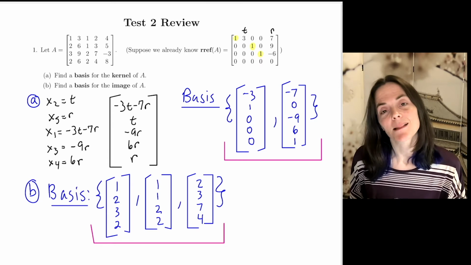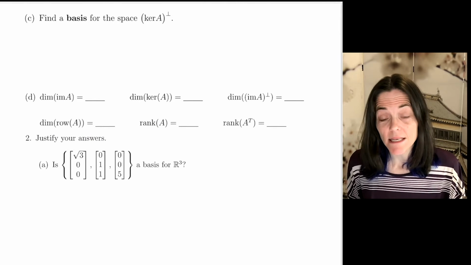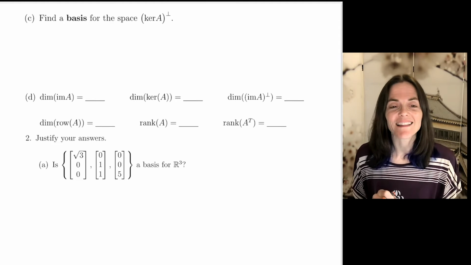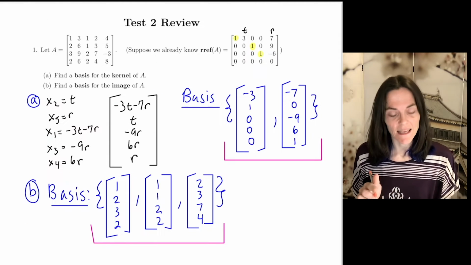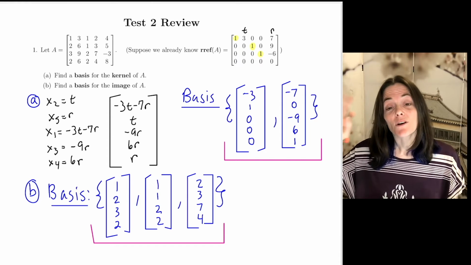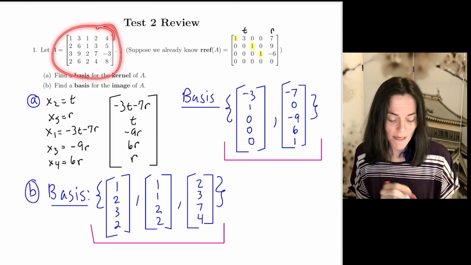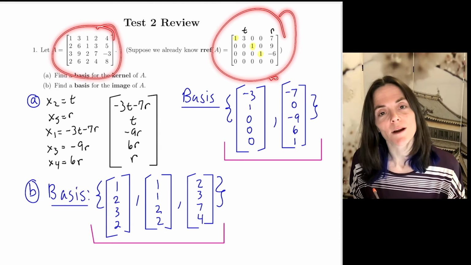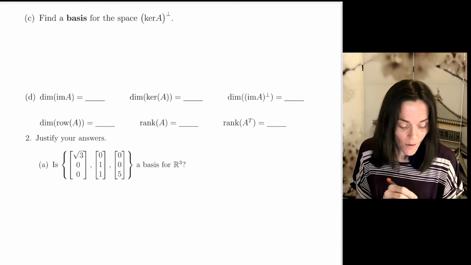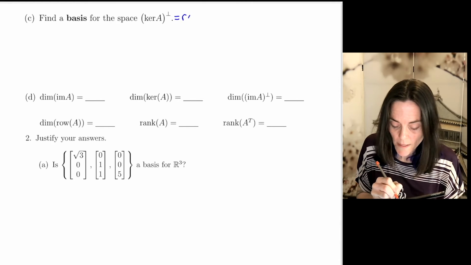Now, we're not finished with number 1. The next question, we want to find a basis for the orthogonal complement of the kernel of A. So let's go back and look at our matrices for a second. What is the orthogonal complement of the kernel of A? Well, we know the kernel of A and the kernel of the reduced row echelon form are the same. And what else do we know? The orthogonal complement of the kernel of A is the row space of A.